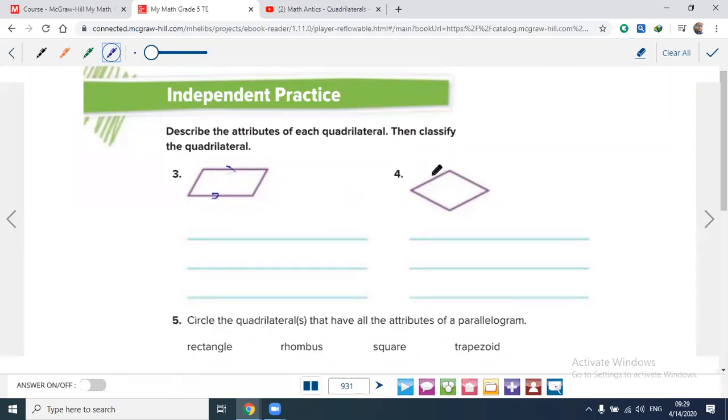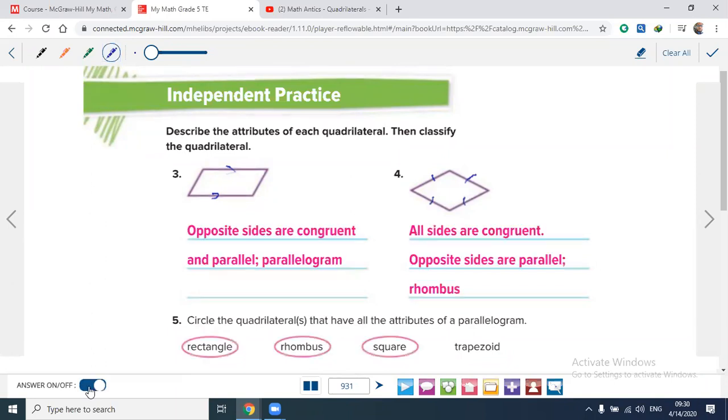And number 4, I have all sides equal and parallel, but I don't have any right angle. 4 equal sides. This is for what? For a rhombus. Okay, as you see here, opposite sides are congruent and parallel. Opposite sides are congruent and parallel. It's only for a parallelogram. All sides are congruent and opposite sides are parallel. This is for a rhombus.